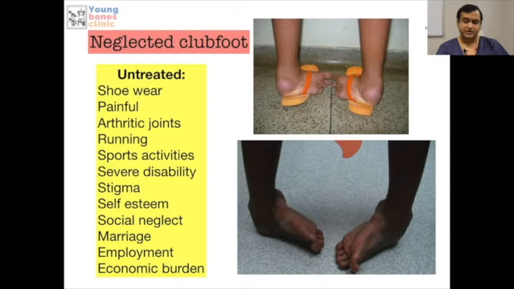So these kids obviously cannot run, they cannot participate in sports activities, and ultimately they become a burden to society, because these kids have difficulty earning bread and butter for themselves, they have difficulty getting married, and they are seen as a sign of social stigma. So these are the problems, and it affects the self-esteem of the person as well when they become adult. That is why timely intervention in a clubfoot is very important.